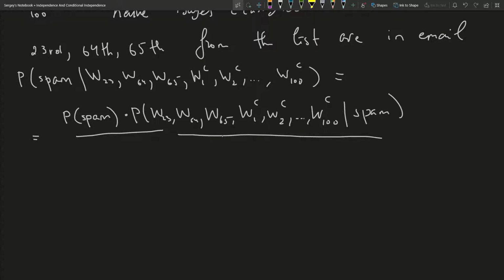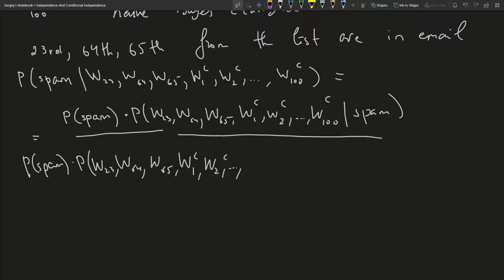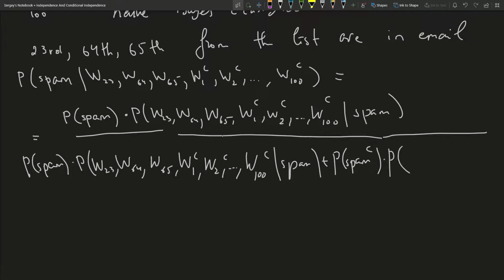now by the law of total probability, we can copy this over. So probability of spam times the probability of seeing the 23rd, 64th, and 65th words and not seeing the rest, given that it's spam, plus the probability that the email is not spam, so probability of spam complement, times the probability of seeing the 23rd, 64th, and 65th words and not seeing the rest, given that the email is not spam.